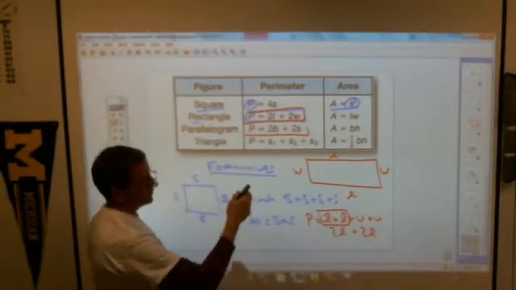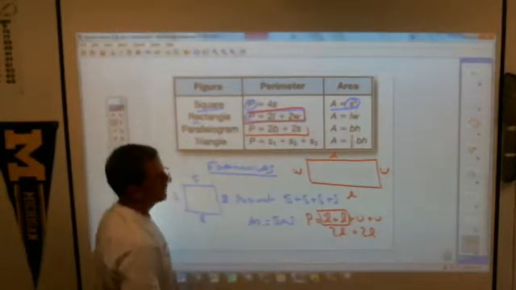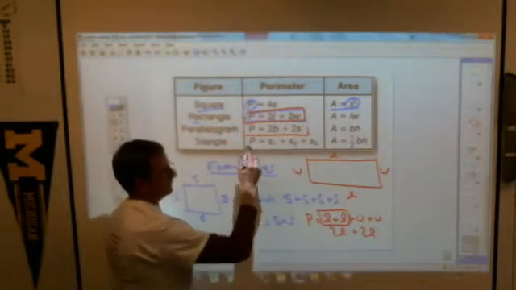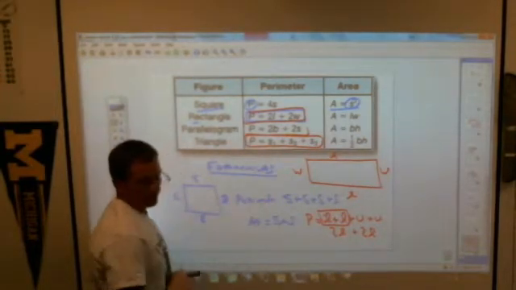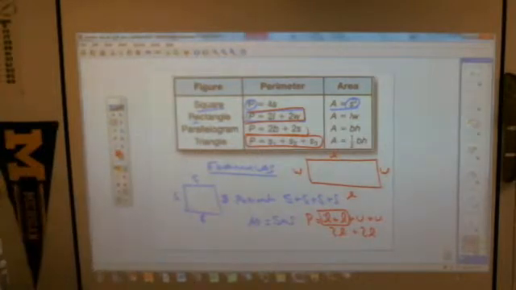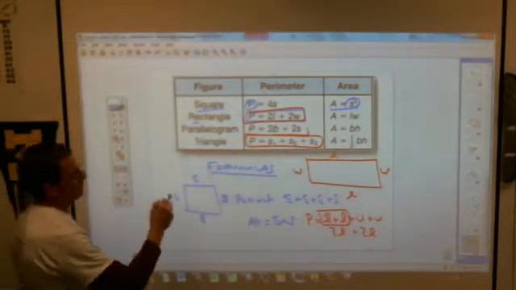And usually with formulas, we use letters that stand for things there. Same thing. Now why with a triangle can't we put just 3 times s? Why is it s sub 1, s sub 2, s sub 3? Anybody know? Ooh, teacher stumped the kids there.